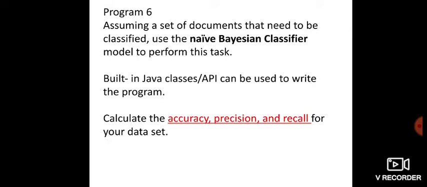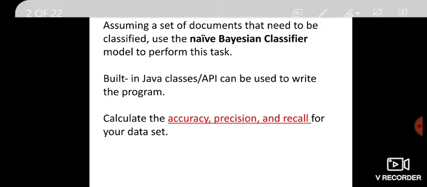Program 6 is to implement a naive-Bayes classifier. To implement the naive-Bayes classifier, we can use a built-in Java class or API and then calculate parameters like accuracy, precision and recall for the considered data set. The data set here considers two columns. Column 1 consists of text messages and column 2 is considered as the target, which takes two different values called positive and negative.